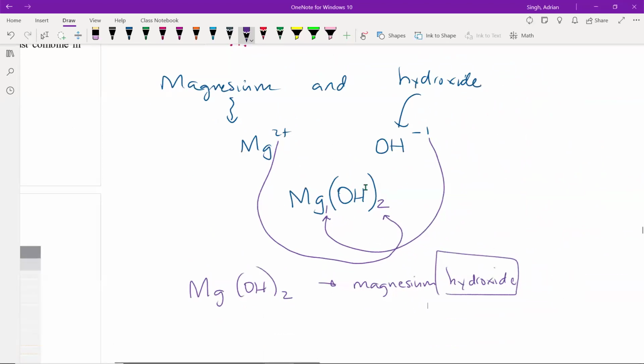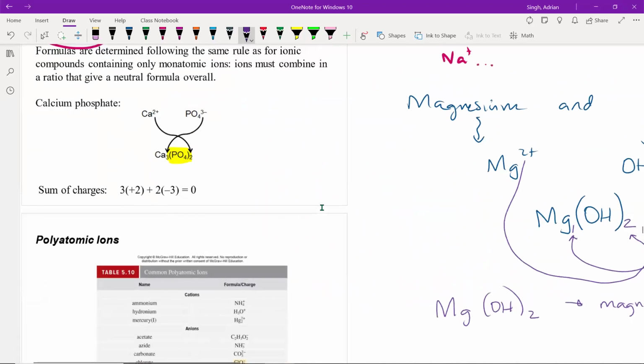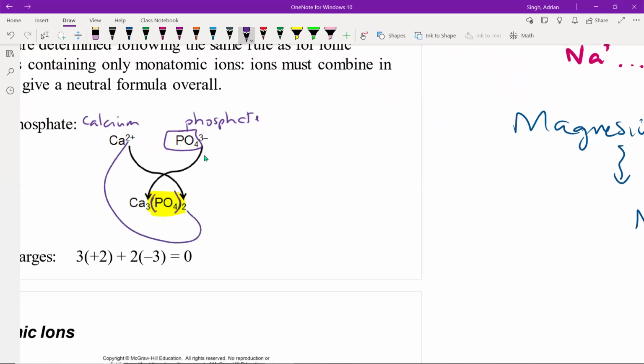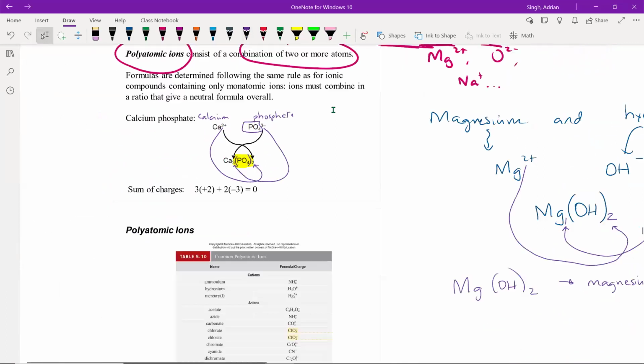We don't mess with the subscripts if there is already a subscript in the polyatomic ion. So for example, if you notice here, we have calcium and we have phosphate. The phosphate ion already has the PO4 in its formula. So when we put it in the compound, we keep the PO4 together in the parentheses. And if we do a cross charge, the 2 here becomes a subscript on the outside of the parentheses, and the 3 here becomes a subscript on the calcium. We can confirm that the charges are going to cancel out.